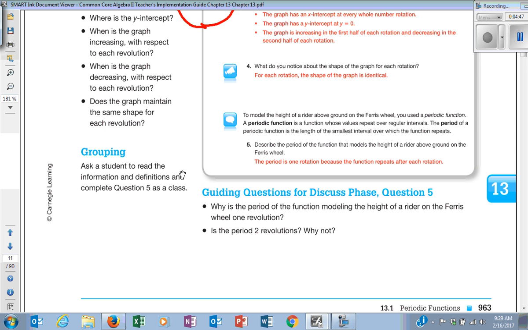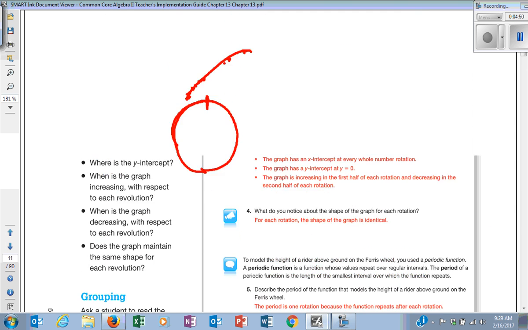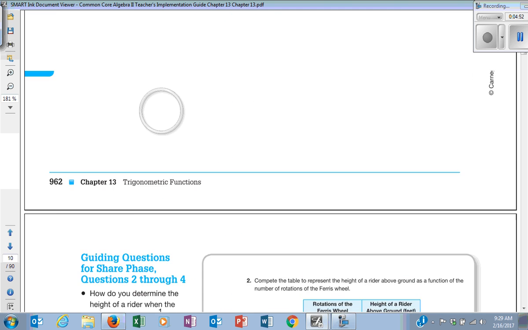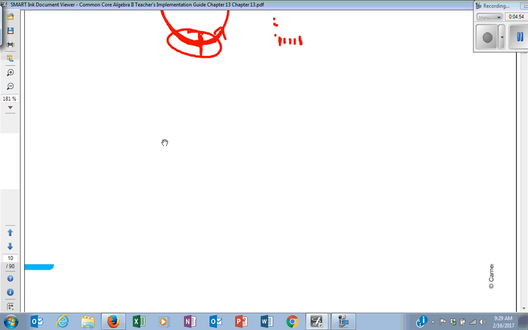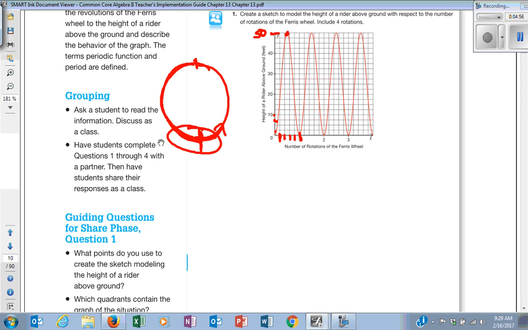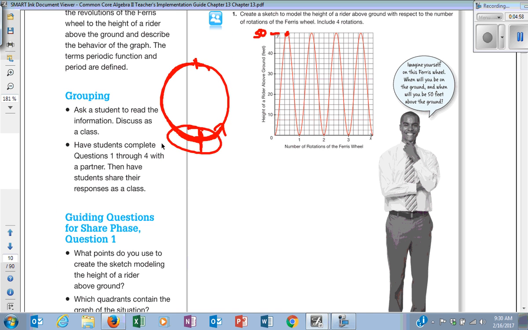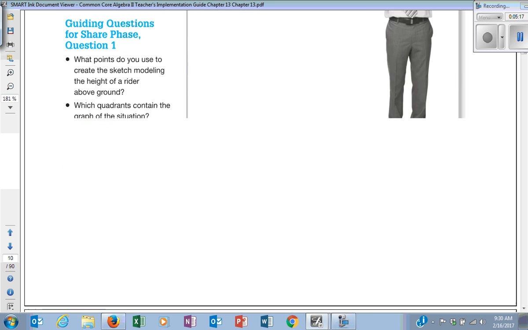The shape is identical. What they're saying is the first rotation, from here to here, is identical to the rotation from here to here, which is identical to the next rotation, because you're going up and down the same Ferris wheel. The only way that would change is if it broke, which would not be a good thing.